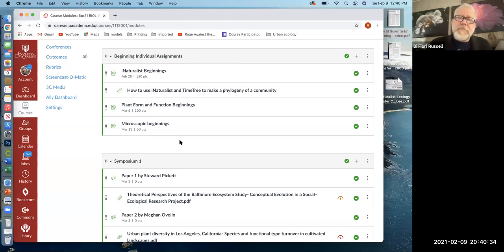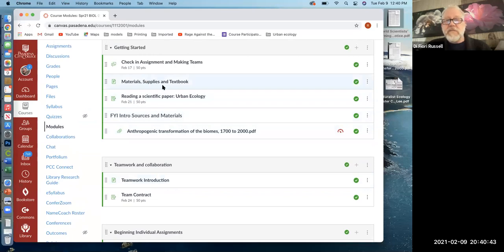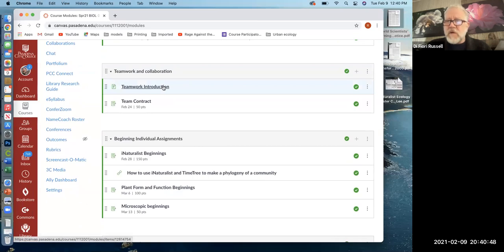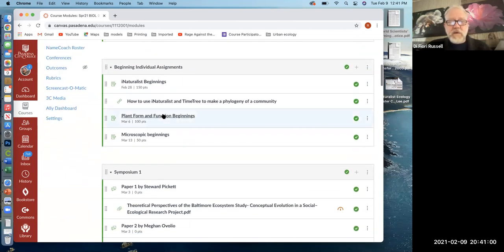There's also a lab kit to get from PCC, or you can purchase your own if you like. Details of that are up here under materials, supplies, and textbook. I'll let you know when we can pick those up at PCC if you want to. It has a little flip scope, like a little microscope, and some other stuff that'll allow you to do the lab portion of this activity. So there's some microscope work. We're going to explore the microscopic diversity around you, maybe in the soils or water and stuff like that.